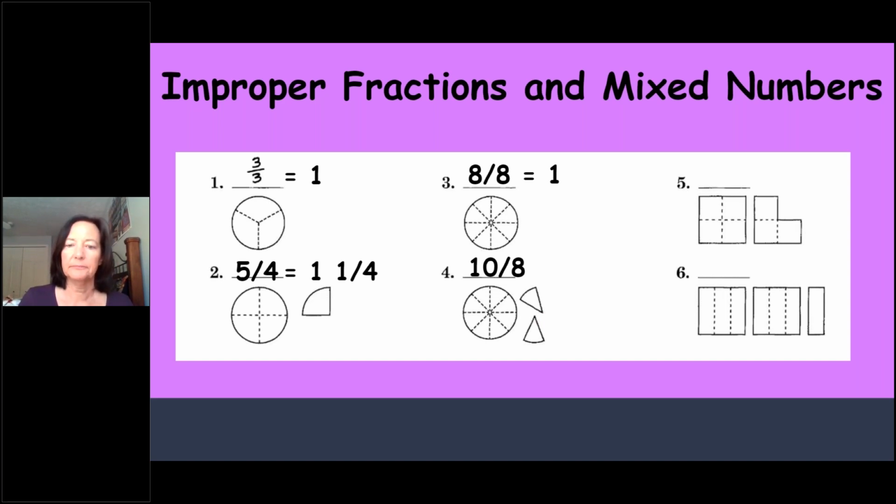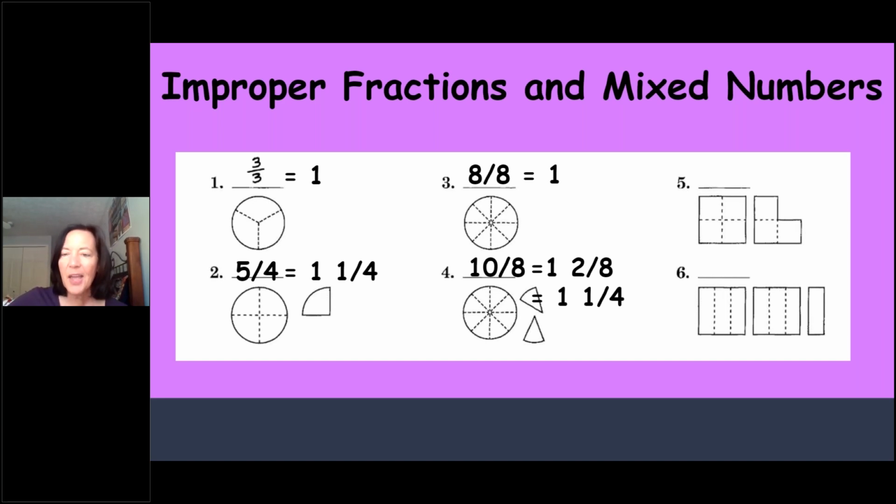1 and 2 over 8. Perfect. Now this one is a little tricky because 2 over 8 was absolutely correct, but 2 eighths can be reduced. 2 divides evenly into both 2 and 8. And when we reduce it, the answer is 1 1/4.